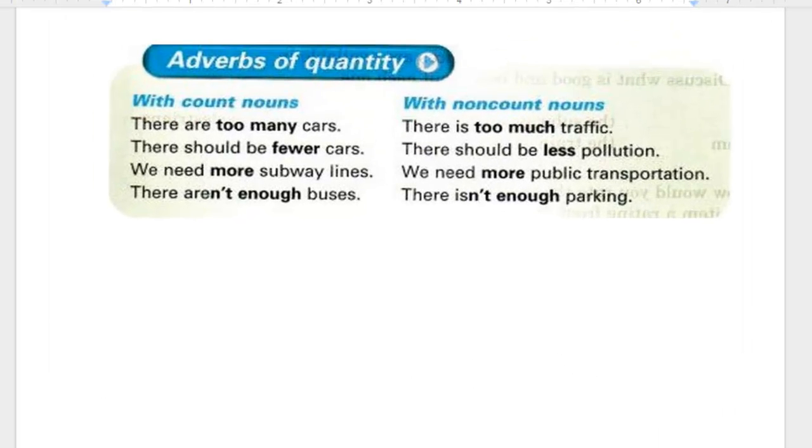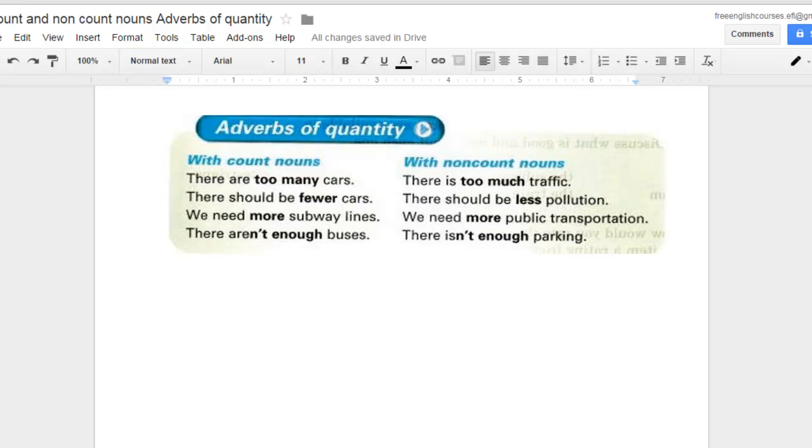Now let me point out what non-count nouns are. And just like I mentioned previously, count nouns are all of those things that you can count. People, places, or things that are easy to count, such as cars, subway lanes, or buses, like we see on the example. Now, with non-count nouns, what that means is that we're going to look at nouns that are difficult to count. So, for example, in our chart, we see things like traffic, things like pollution, public transportation, parking. Those are a little bit difficult to count.